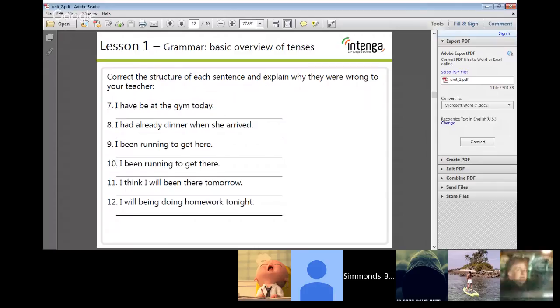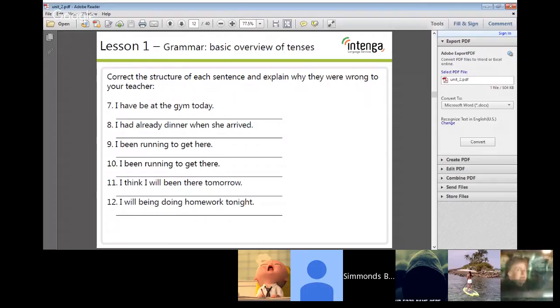Okay. But "had" is past perfect. So this means that there was an action that happened before another. So, before she arrived, I had already eaten dinner. It sounds strange probably because there are two "hads", but it's correct. Okay, any other questions before we go to the next one?